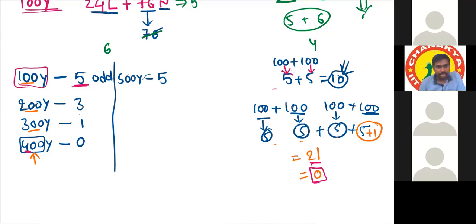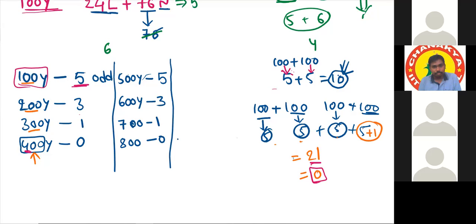In 600 years, how many odd days will be there? 3. In 700 years? 1. Sir, how is it 5 in 5 years? Okay, you have added all the odd days. In 800 years, how many odd days will be there? 0. Because up to 400 years it is 0, and the next 400 years also it is 0 again. So when will be the next 0?